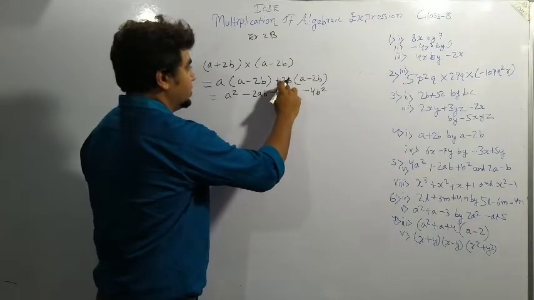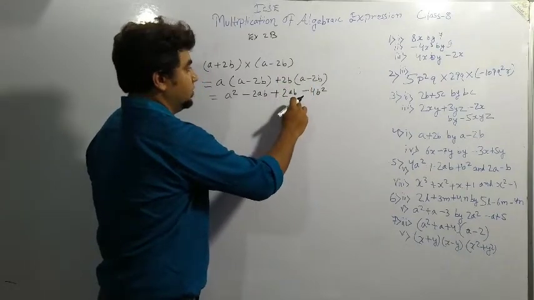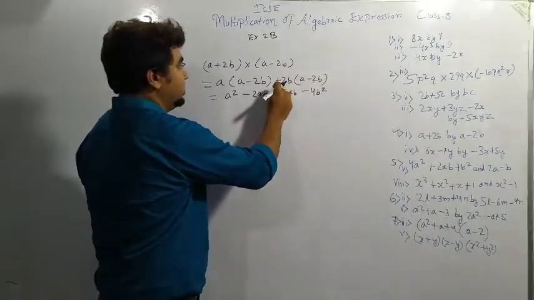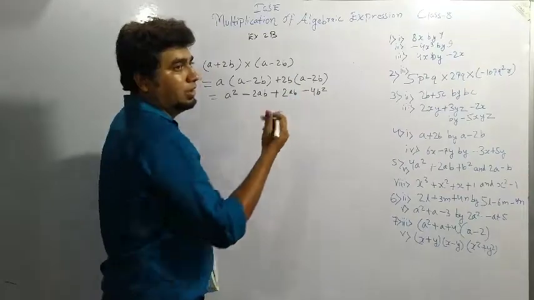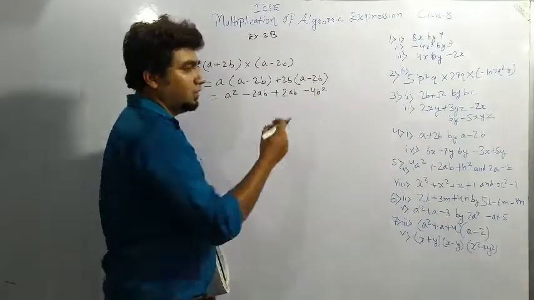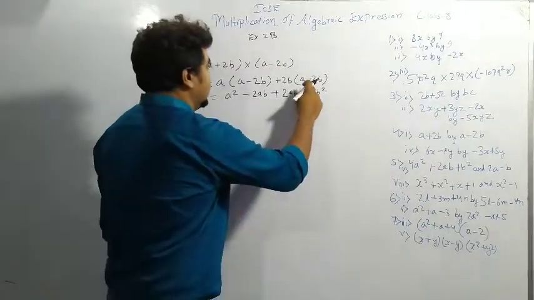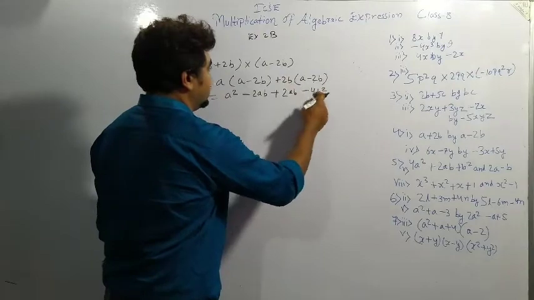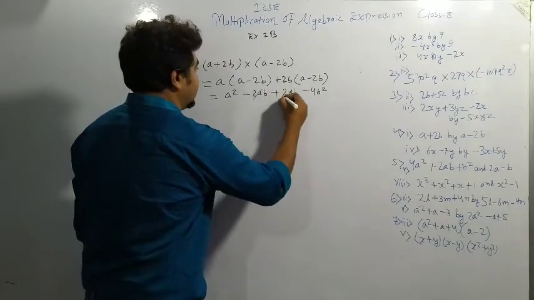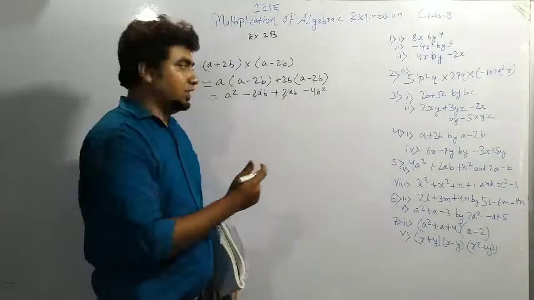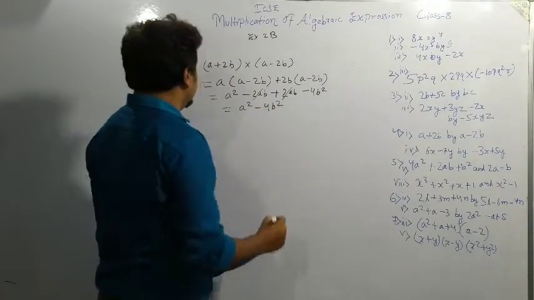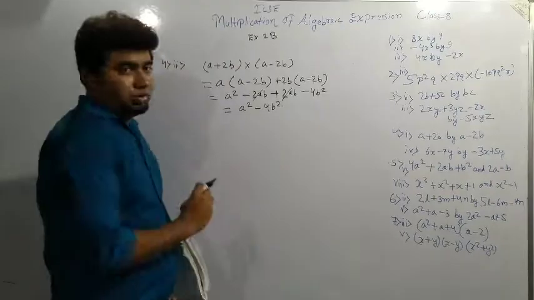Again I am explaining this part. 2b into a is 2ab. The second term, 2b into minus 2b: plus and minus will become minus, or we can say in the other way that only one minus sign is there, that's why during multiplication it will become minus only. So 2b into minus 2b is minus 4b square. So this term and this term will be cancelled, 2ab and minus 2ab is getting cancelled. So it is remaining a square minus 4b square. So this is question number 4 part 2.